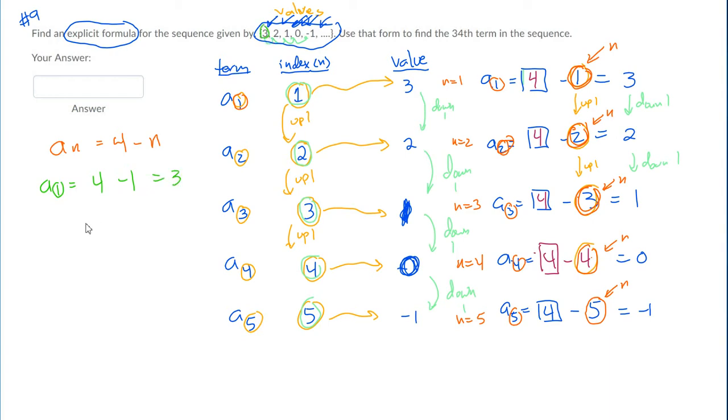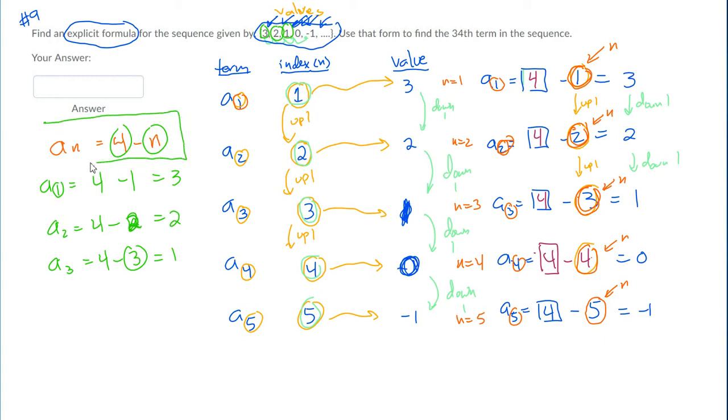Yes. What about A2? A2 would be 4 take away the n value of 2, right? 4 take away 2 is 2. Is 2 what we're supposed to get? Yes. A3, the n value is 3. So we'd have 4 take away the n value, because we're doing 4 take away n as my formula. The n value here is 3. 4 take away 3 would give me a 1, which is what I'm supposed to get. So this pattern is working. This pattern is generating the terms, the values of the terms that I'm supposed to have.